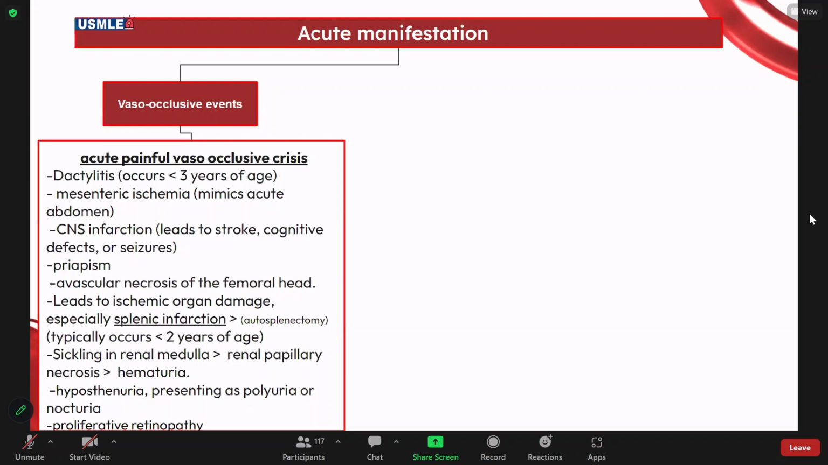If the occlusion occurs in the mesenteric vessels, it will lead to mesenteric ischemia, so the patient will present with acute abdominal pain, mimicking acute abdomen. If the occlusion occurs in the CNS, leading to CNS infarction, it leads to stroke, cognitive defect, and seizure. Also, the patient may present with priapism, avascular necrosis of the femoral head, or ischemia leading to organ damage, like splenic infarction leading to autosplenectomy, which mostly occurs in patients less than 2 years old.